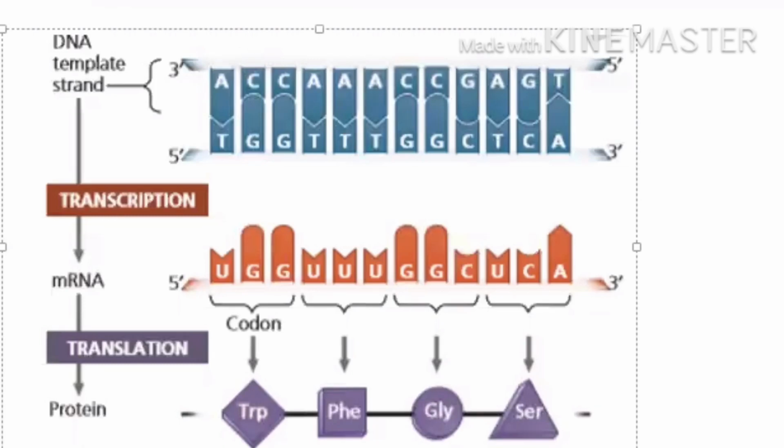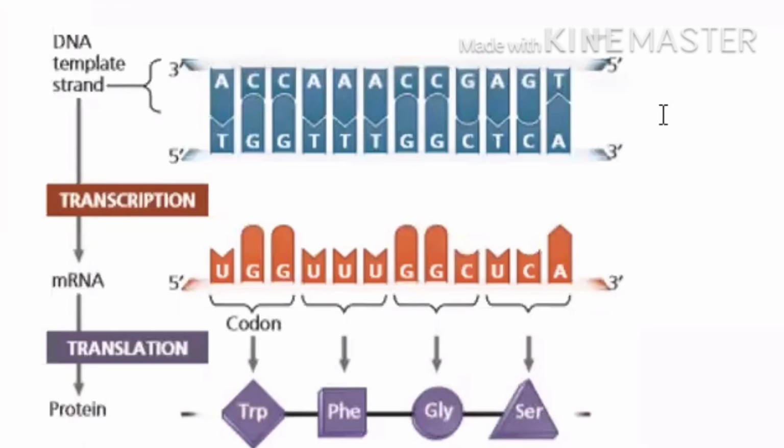See here the diagram. The DNA template, by transcription, makes messenger RNA, and a set of 3 nitrogenous bases forms 1 codon, and during translation the protein will be formed. Up till here I hope this topic is clear.